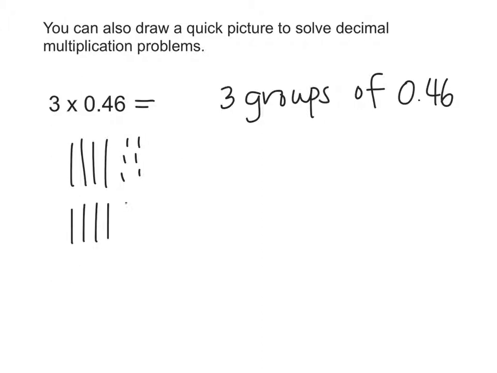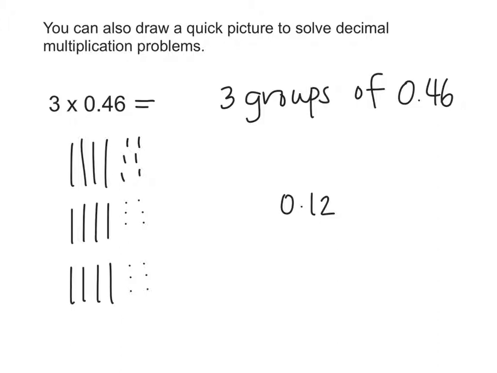1, 2, 3, 4. 1, 2, 3, 4, 5, 6. Now how many groups have I drawn? 2. How many groups do I need? 1 more, okay? 1, 2, 3, 4. 1, 2, 3, 4, 5, 6. Now have I drawn a quick picture that shows 3 groups of 46 hundredths? If I count up everything that I have, will that help me come up with the answer? Okay, let's count the tenths first. How many tenths do I have altogether? 1, 2, 3, 4, 5, 6, 7, 8, 9, 10, 11, 12. When I have 12 tenths, do I write them like this? 12 tenths. What do I need to do?